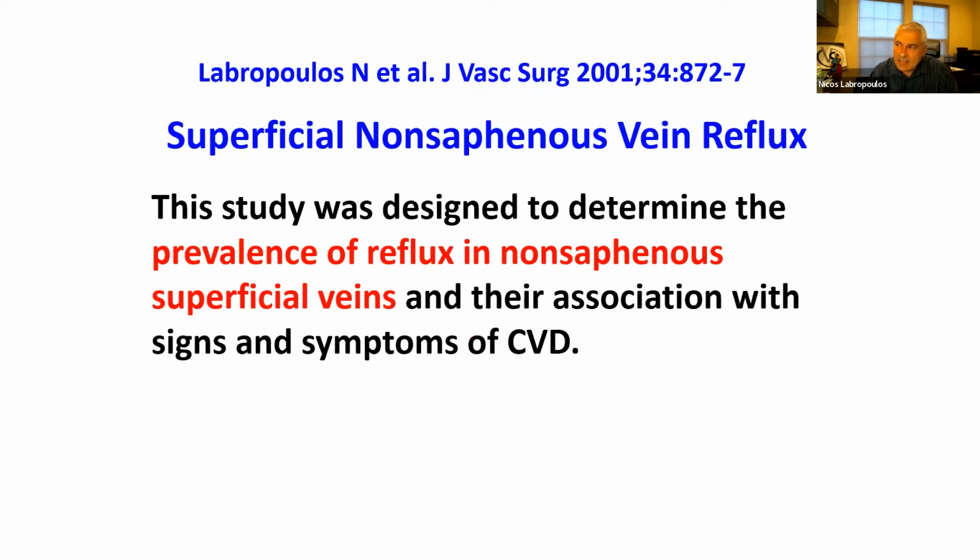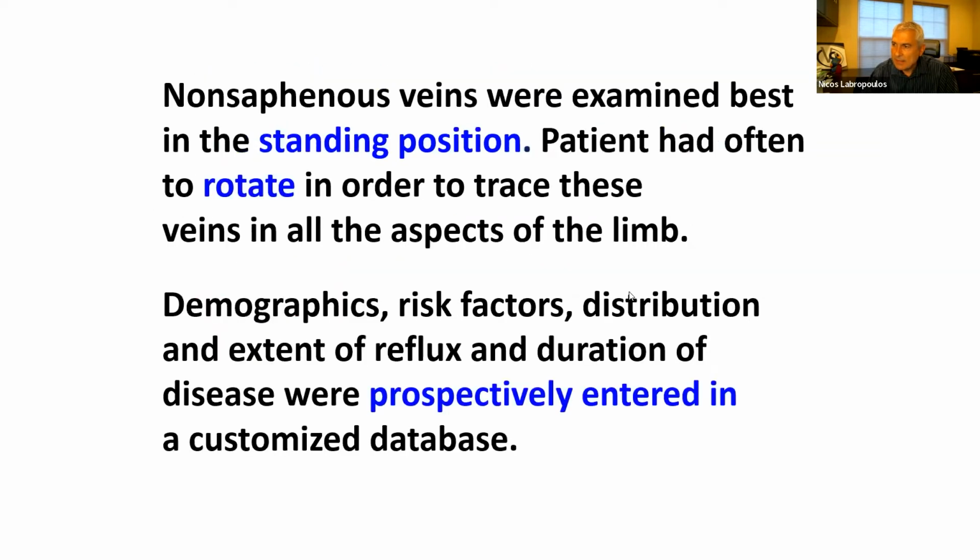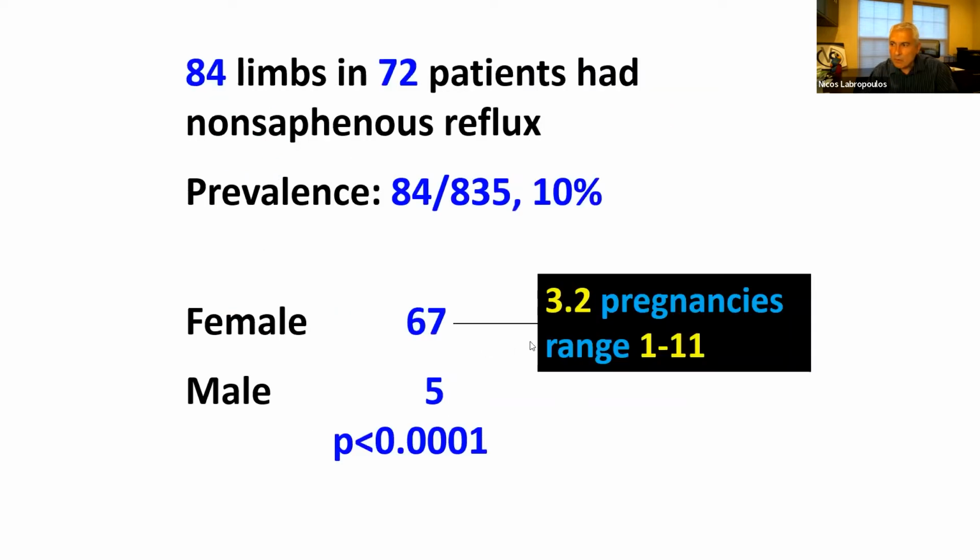So let's go to some veins that are not as common, such as the non-saphenous veins. These patients were examined in a standing position like I told you earlier. And basically, we found 84 limbs in 70 patients, for a prevalence of 10%. Most of them were female, having had at least 2 pregnancies. This is very important because these varicose veins often connect with pelvic veins. It's very important for you from your physical exam, so you may ask the patient the right questions about the abdomen and the pelvis, and the patient may have to be treated for pelvic vein disease.